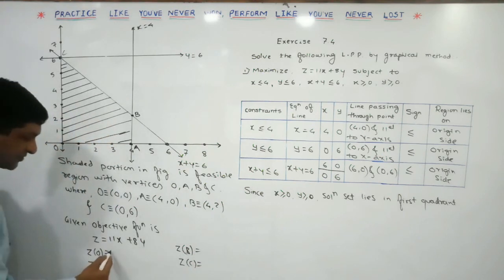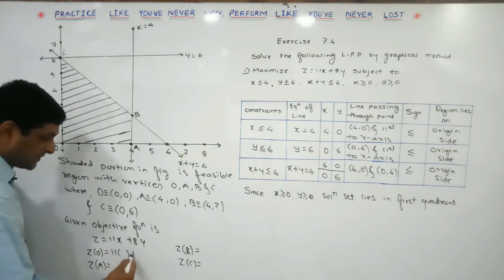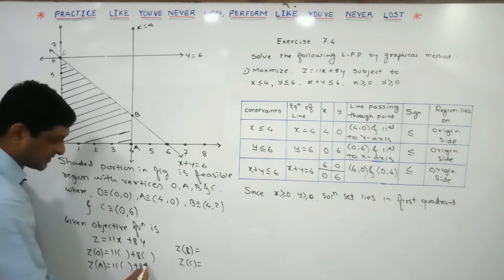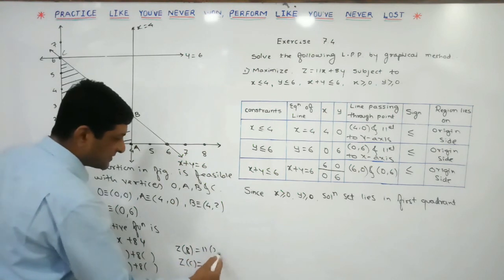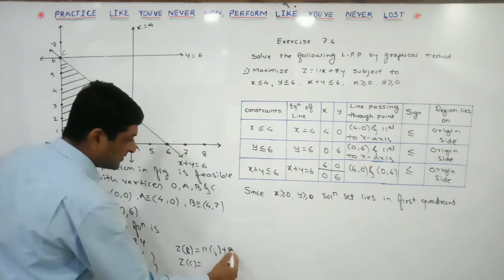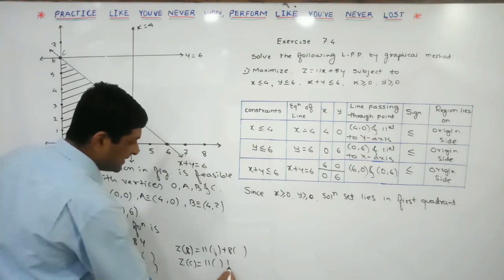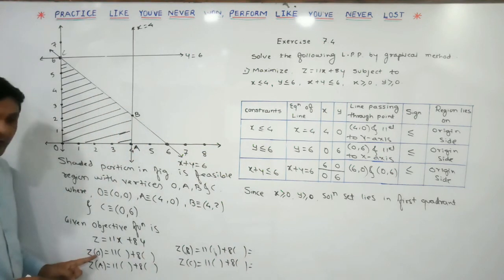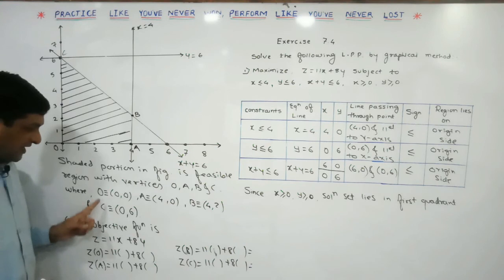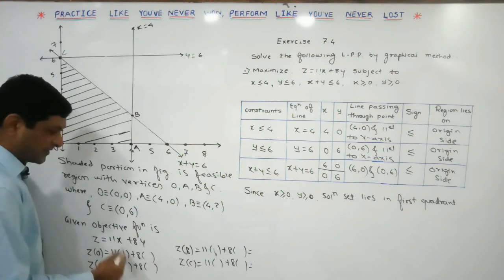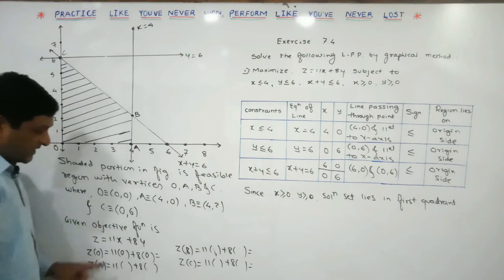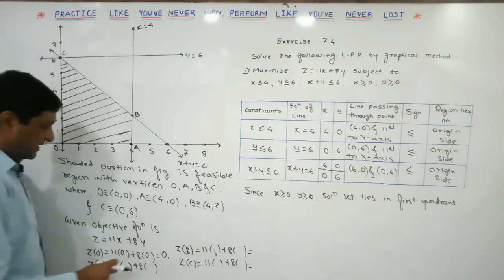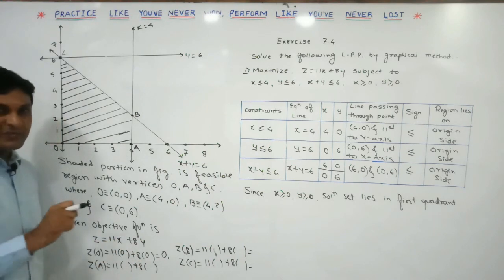What is the value of the objective function? 11x plus 8y. Here also write down the same expression, 11x plus 8y for each vertex. Now we have to substitute the coordinates of which vertex? O, which are nothing but (0, 0). So replace x by the x coordinate and y by the y coordinate. Here 0 into 11 is 0 and 0 into 8 is also 0, so 0 plus 0 will be equal to 0. In this way we have got the value of the objective function at vertex O.